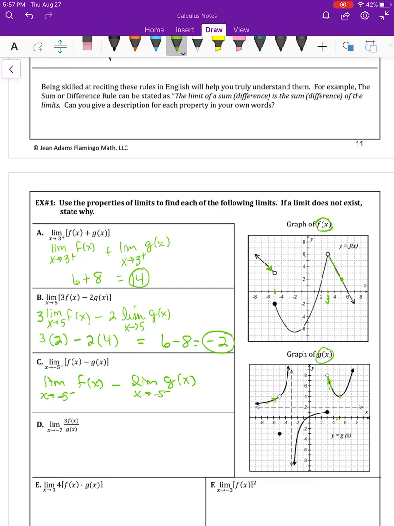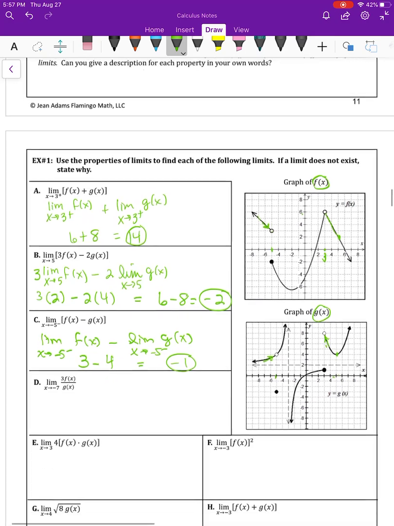So here's my negative 5. I'm looking at where my function is. If I'm coming in from the left, I get 3. And then g of x, here's my negative 5, I'm coming in from the left. It's approaching 4. So 3 minus 4, your answer, negative 1.